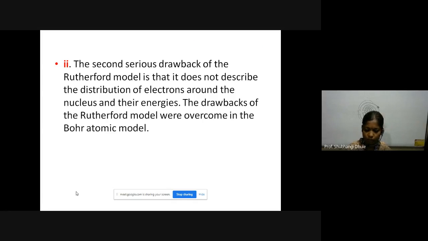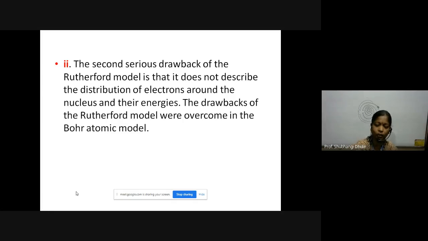The second, and we'll finish here, very serious drawback of the Rutherford model is that he said electrons revolve around the nucleus. It is okay for hydrogen with one electron, but what about lead and other higher elements having a large number of electrons? For example, lead has atomic number 80, meaning 80 electrons. How do the 80 electrons revolve around the nucleus, and what about their energy and position? This could not be explained by Rutherford.